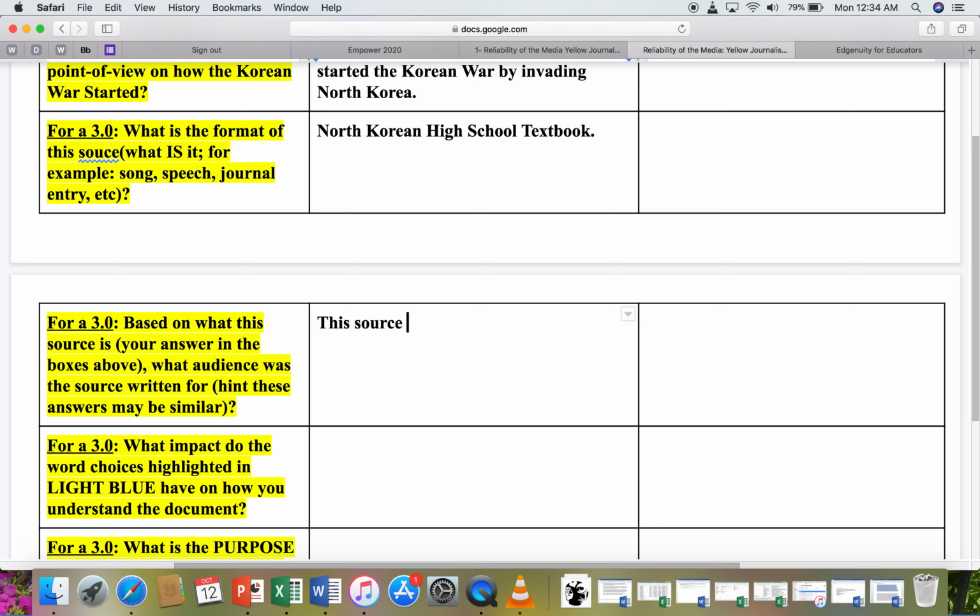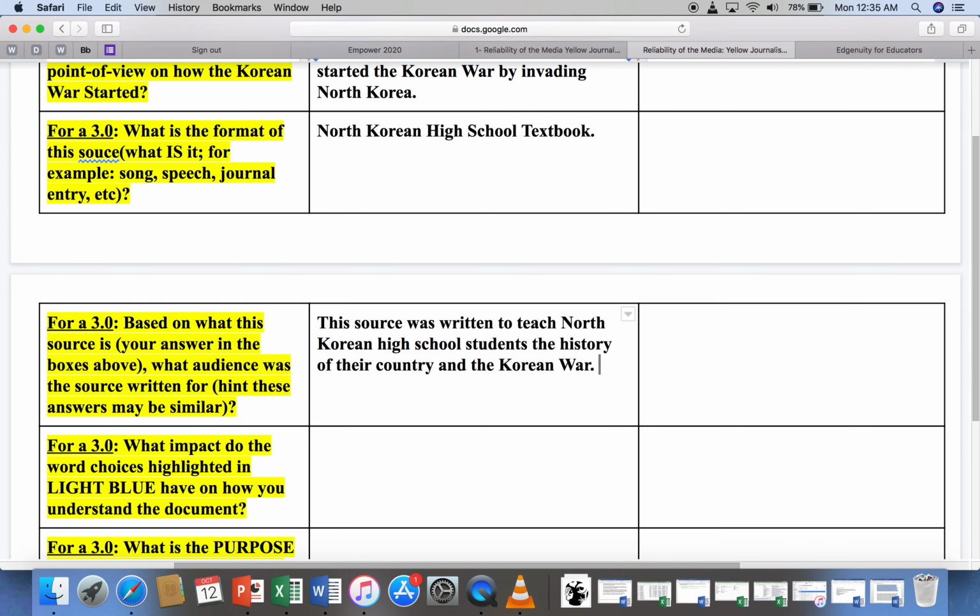This source was written to teach North Korean high school students the history of their country and the Korean War. Right? Pretty straightforward again. If we know this is a high school textbook, it's pretty clear who the audience is, right? If it's a speech, you might have to be a little bit more careful on who the audience is, right? Who are they speaking to?